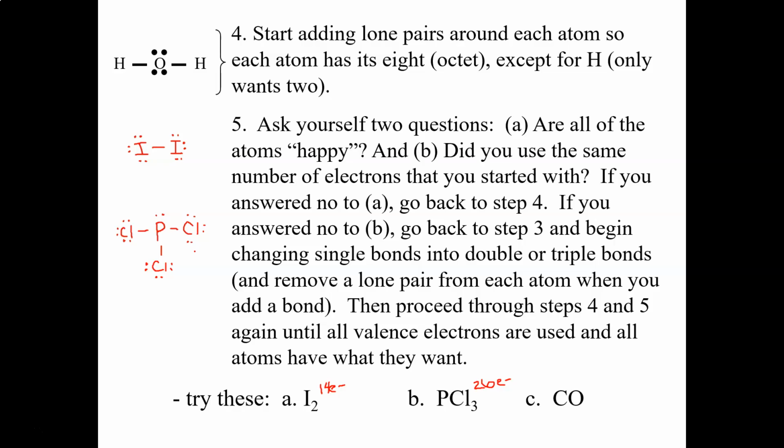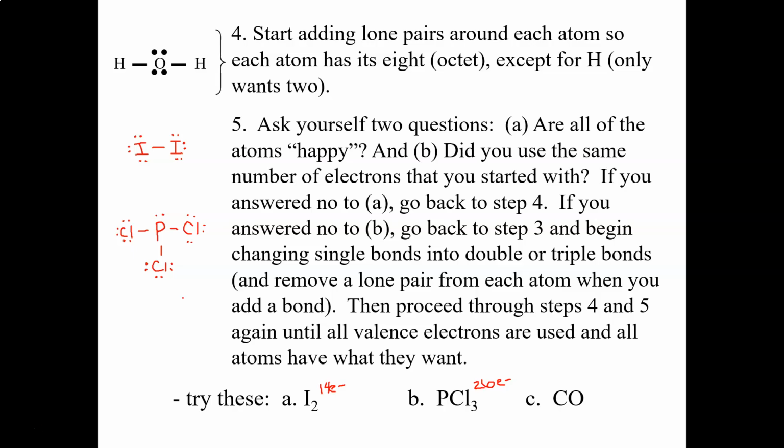And then finally, did we use the same number of electrons we started with? So we started with 26 valence electrons. Let's see, let's count them up. We got 2, 4, 6, 8, 10, 12, 14, 16, 18, 20, and then 22, 24, 26 with the bonds here in the middle. So 26 matches what we started with, therefore we don't have to do anything else to that structure. That must be the correct Lewis structure for PCl3.